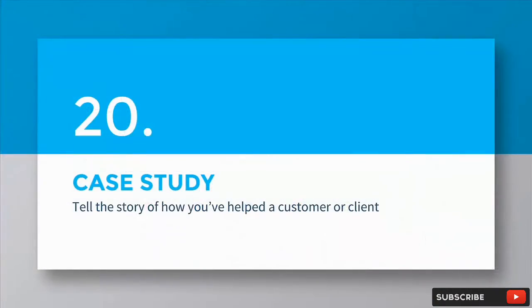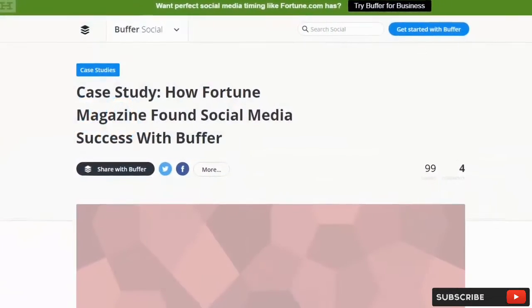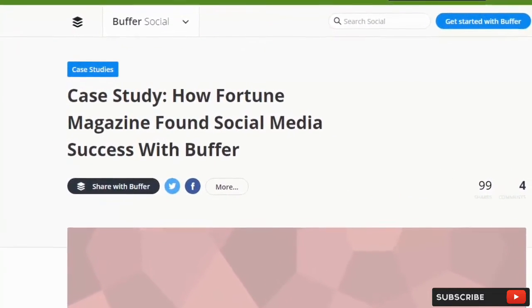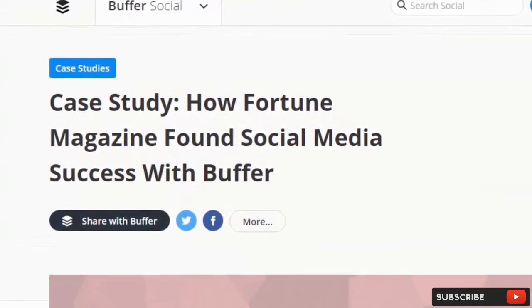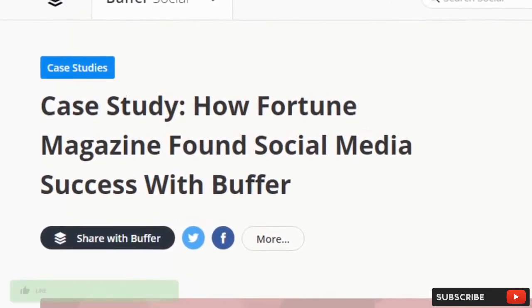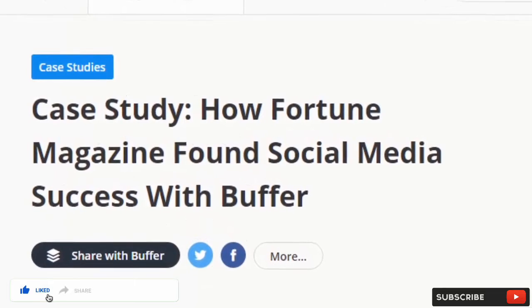And finally, we have case studies, which are a huge asset if you're running a service business. A case study tells the story of how you've helped a particular customer solve their problems, often with quotes or testimonials from the customer themselves. Social proof is a powerful factor in buying decisions, and you can use it to your advantage with a few case studies.